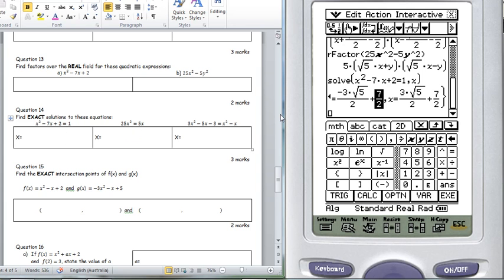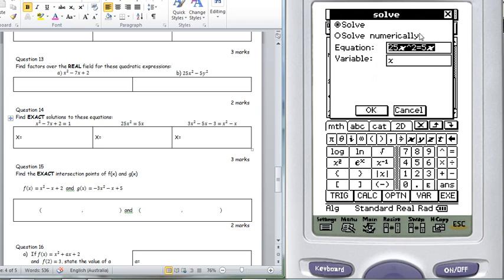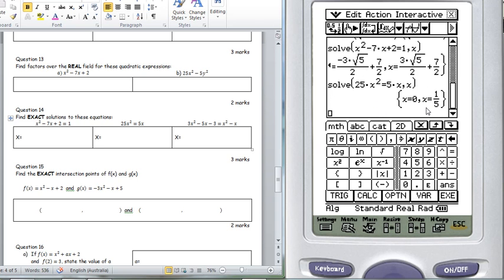The answers to this question: 25x squared equals 5x. Select, interactive, advanced solve for x, and I get x equals 0 and x equals 1/5.